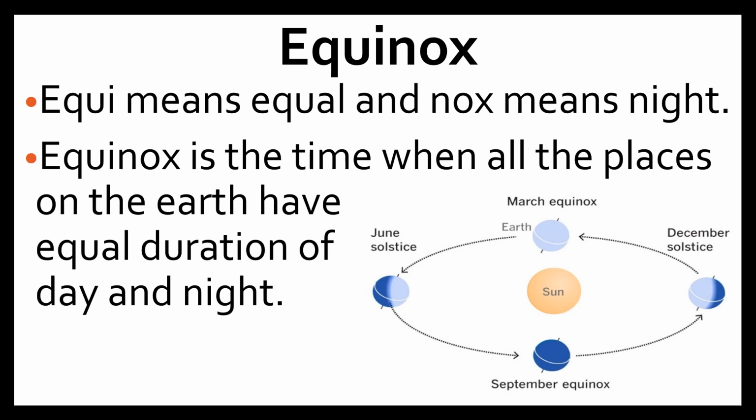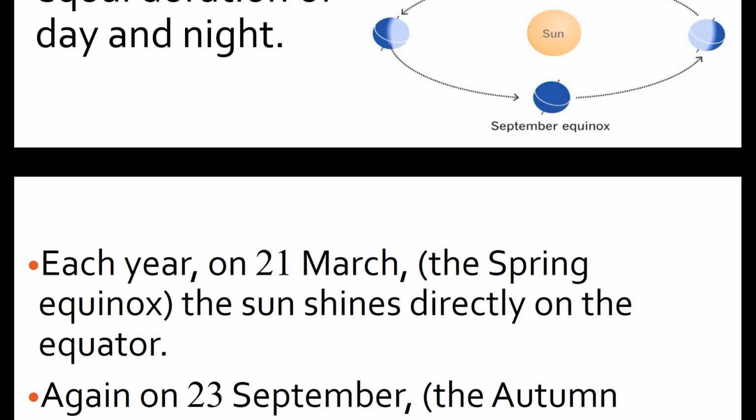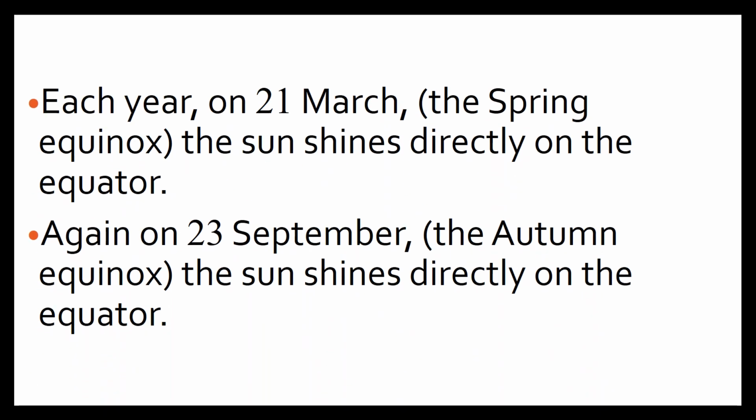Students, let's understand the meaning of equinox. Equi means equal and nox means night. Equinox is the time when all the places on the earth have equal duration of day and night. Each year on 21 March, the spring equinox, the sun shines directly on the equator. Again on 23 September, the autumn equinox, the sun shines directly on the equator.